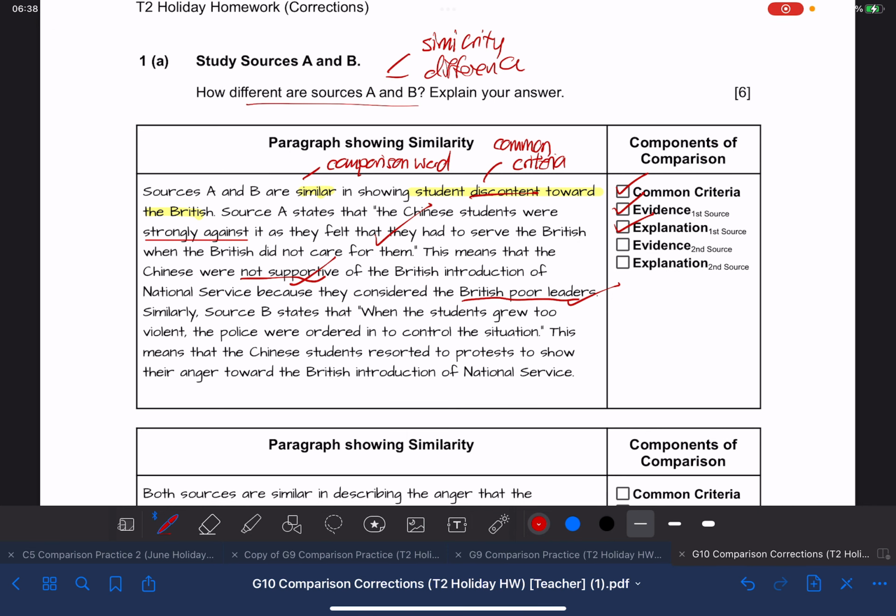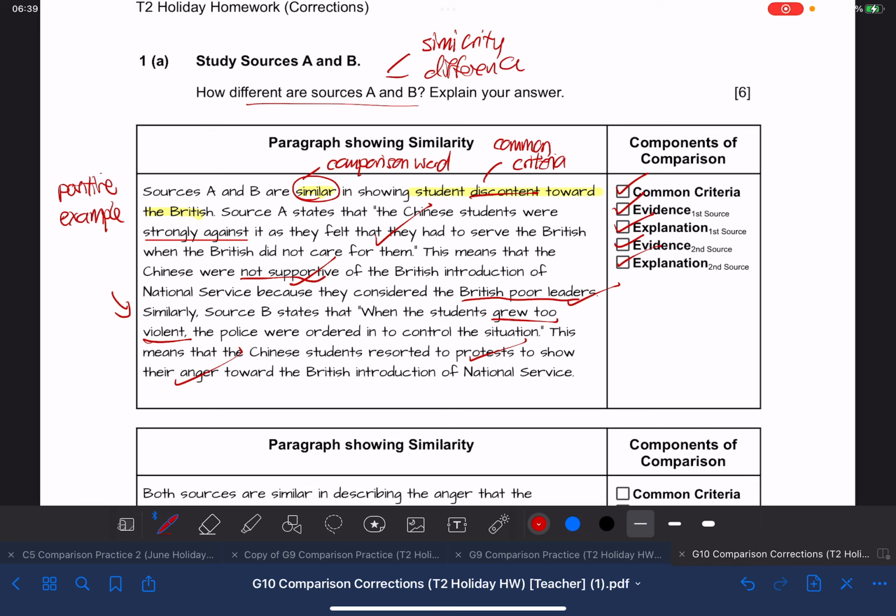Now I'm going to move on to look at what they say about source B, and I want to see whether they can similarly tell me, are they discontent. So for source B, it states that when the students grew too violent, the police were ordered in to control the situation. I get the sense that the students were doing things which were violent. That means they're using force. They were starting to harm people. This means that the Chinese students resorted to protests to show their anger towards the British introduction of national service. Very good. So evidence and explanation. This first paragraph is what we would consider a positive example of a similarity paragraph.